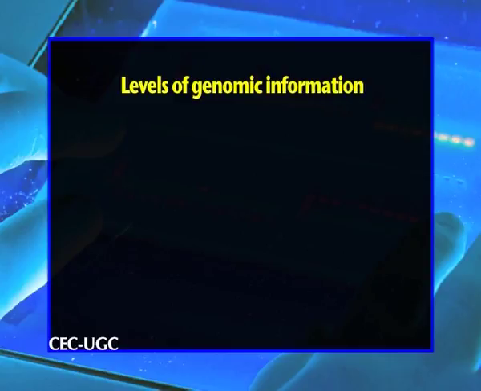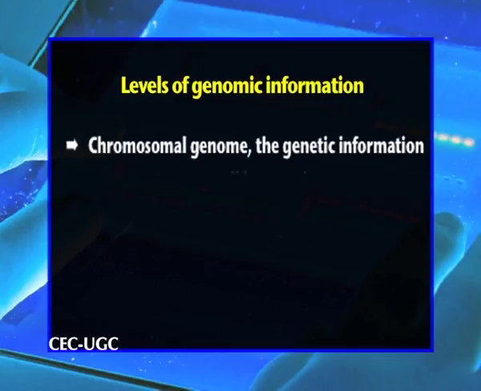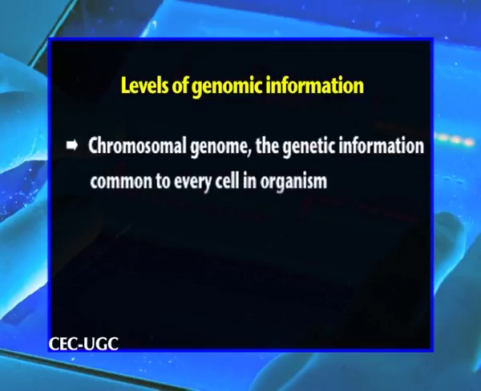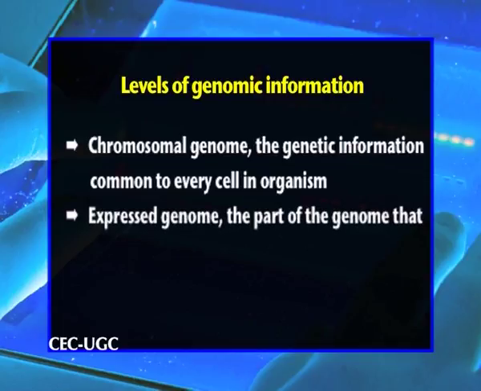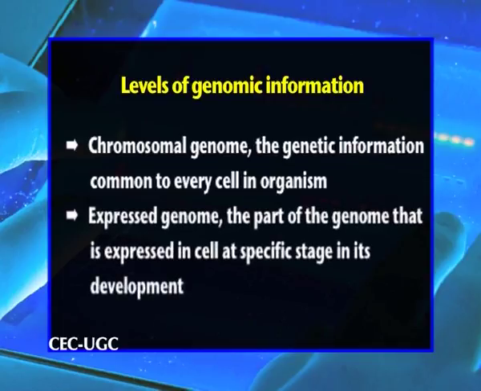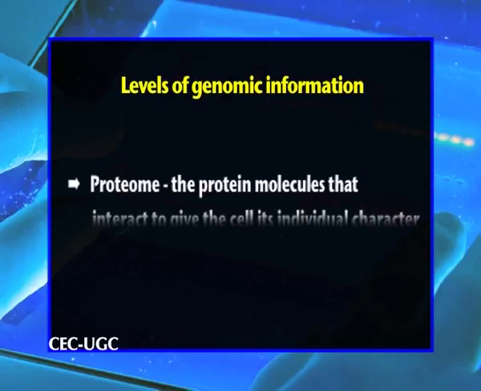Recently, much industrial emphasis has been placed on the study of mRNA. This is partly because a conceptual translation into protein sequence can be generated readily, but the main reason is that mRNA molecules represent the part of the genome that's expressed in a particular cell type at a specific stage in its development. Thus, in simple terms, we have three levels of genomic information. First, the chromosomal genome, or simply the genome, the genetic information common to every cell in the organism. Second, the expressed genome, or transcriptome, the part of the genome that's expressed in a cell at a specific stage in its development. And third, the proteome, the protein molecules that interact to give the cell its individual character.